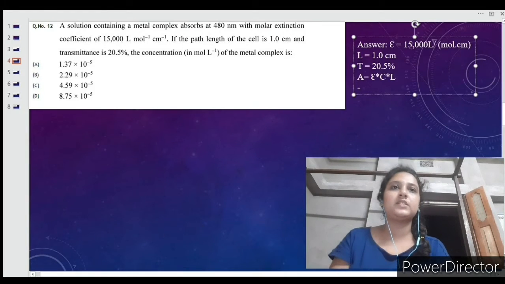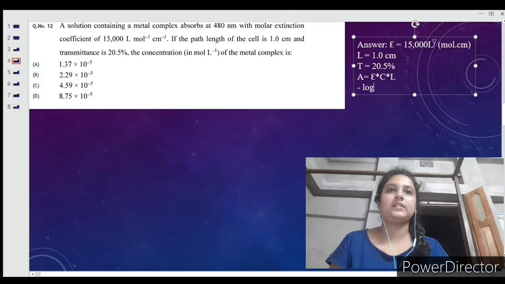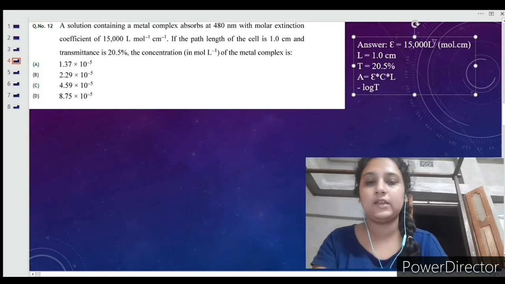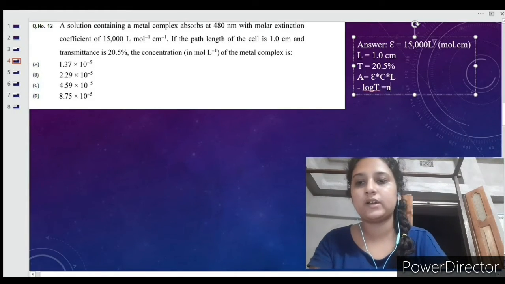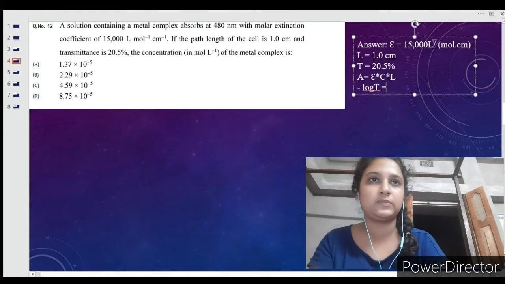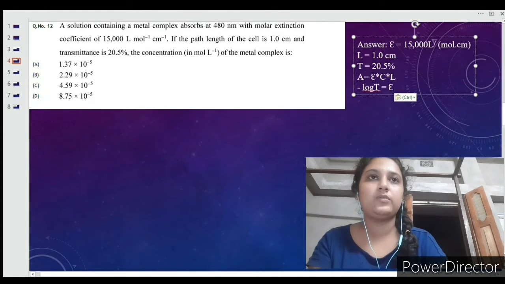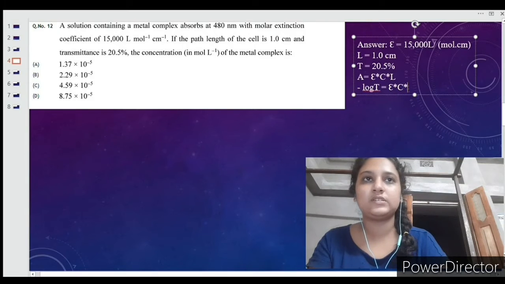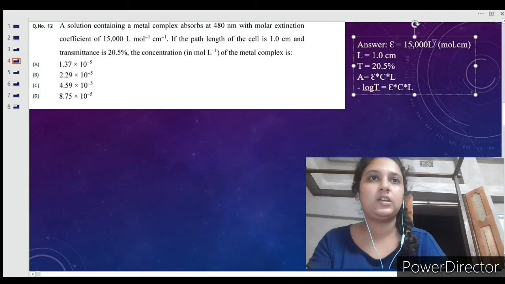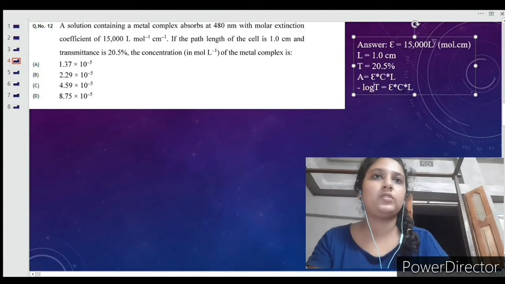Now the next step is, what is A? A is another equation. We know that A is minus log of transmittance, which is equal to epsilon into C into L. Now in this formula, the only unknown value is C. So you can easily evaluate the value of C by using this formula.